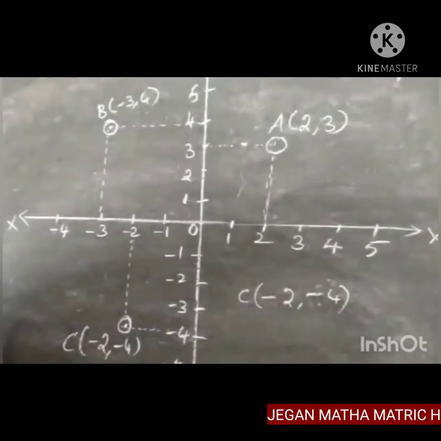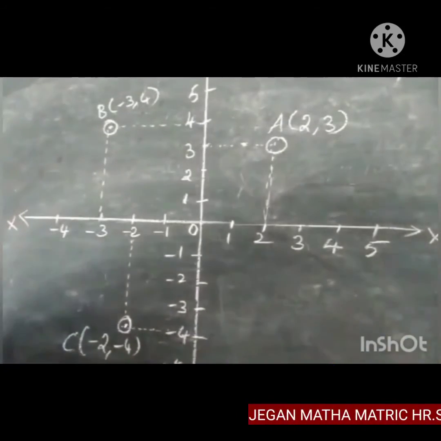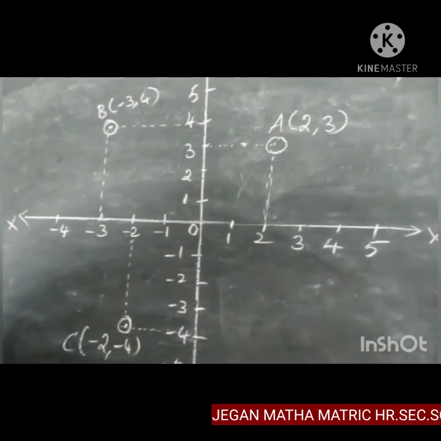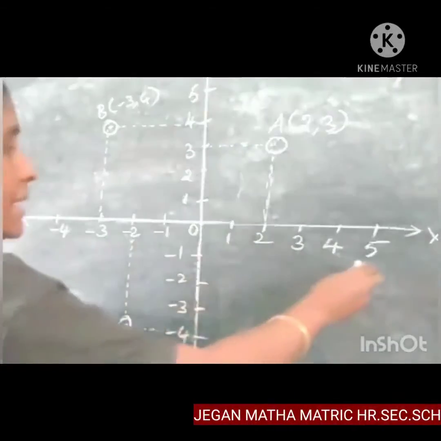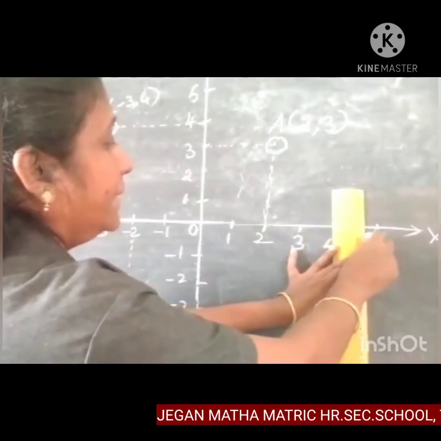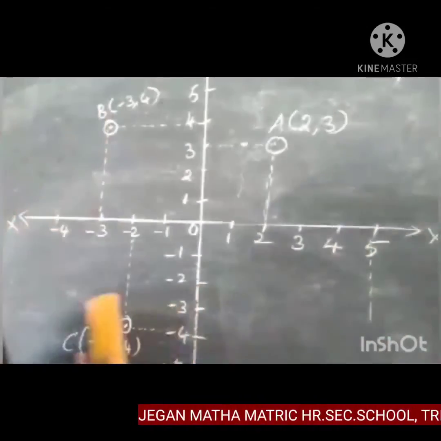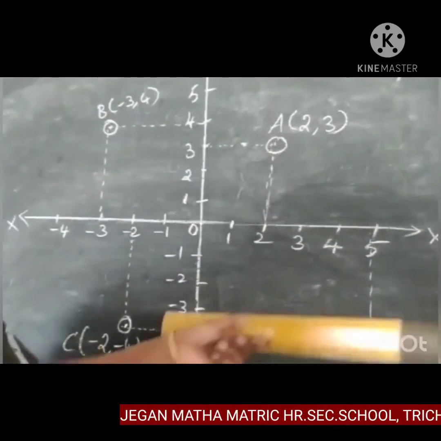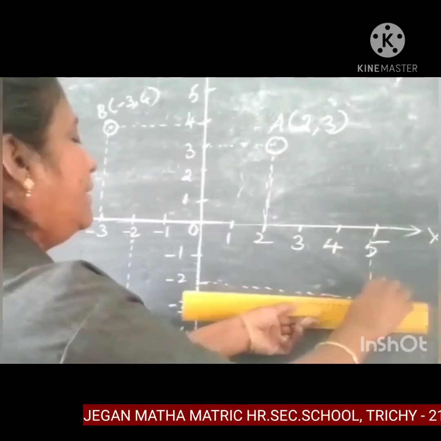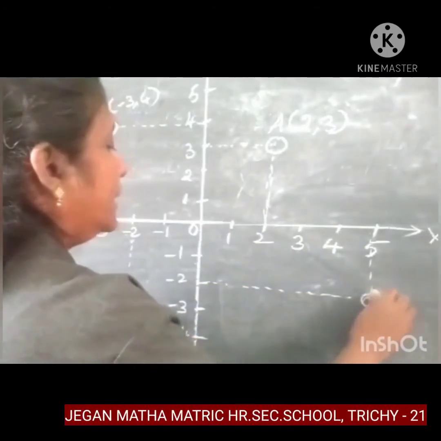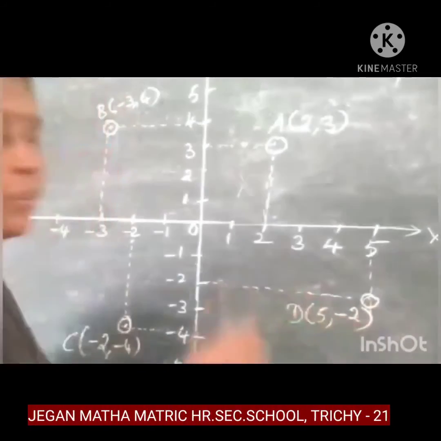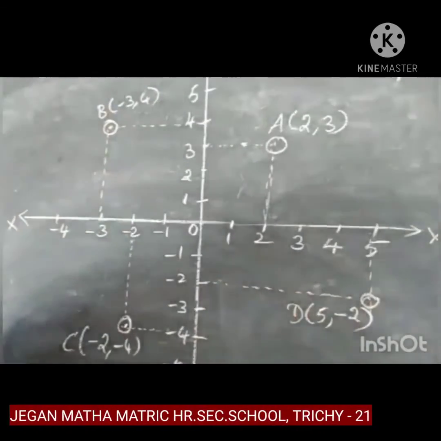Now the last one. Point D is +5, -2. Where is that +5? Here, +5 on the x-axis. And then -2 here, on the y-axis, -2 is here. +5 and -2, that is point D. 5 and -2. Are you able to follow?